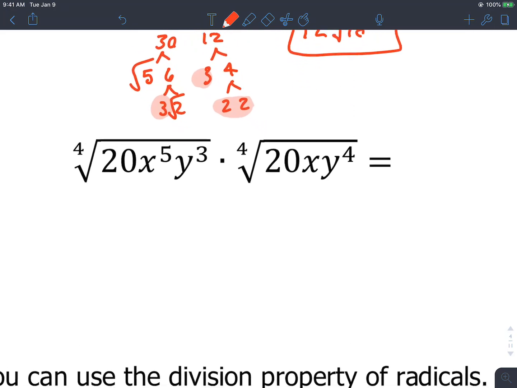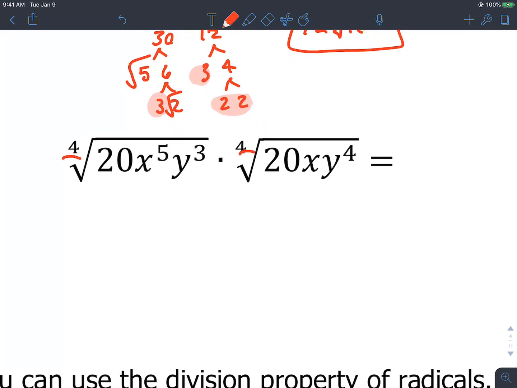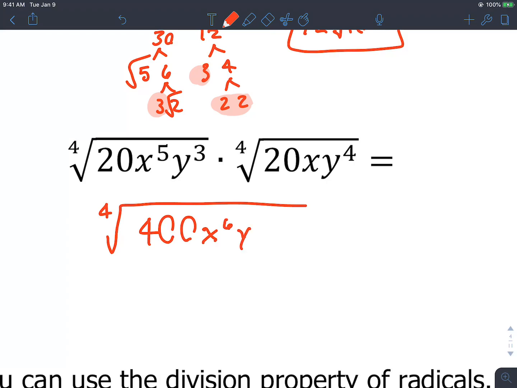Okay, next one here. Check if the index is the same. They are to the 4th power here. And I guess we're going to do 20 times 20. So that'll be 400. And then we've got the 4th root of 400. We'll take care of that here in a second. Your powers of x, you'll have x to the 6th, and then y to the 7th.